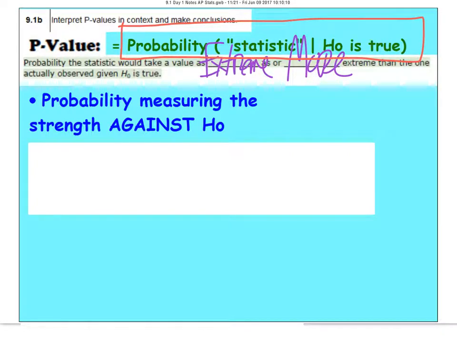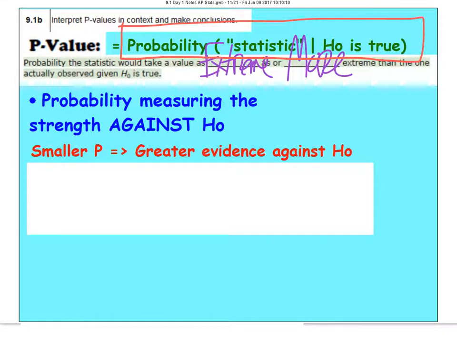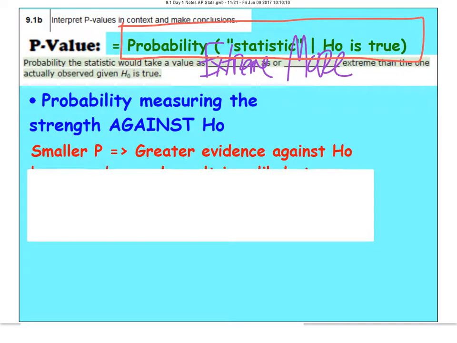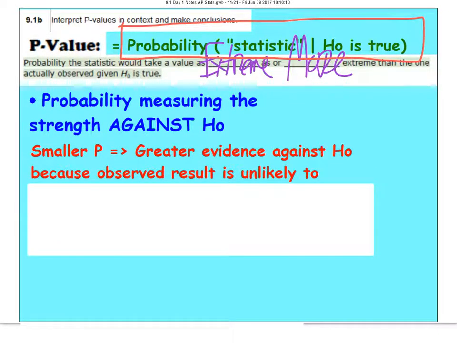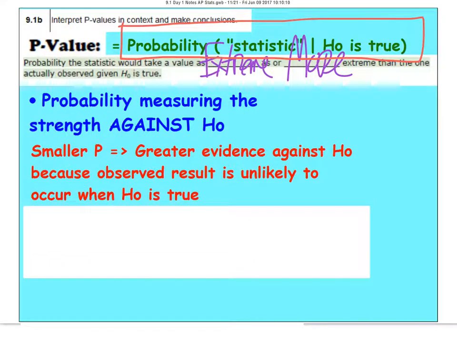something more extreme happened? So in doing that, when you analyze it, the smaller the p-value you have, the greater the evidence against H sub O, because the observed result is unlikely to occur when H sub O is true. Or another way to think of it is just go back to this probability statement here. A small p-value says, hey, the probability of that stat that we just got from our sample to happen, given that H sub O is true, is so unlikely that it's not going to really happen. Therefore, we're going to go against H sub O and actually reject H sub O and say it's not true.